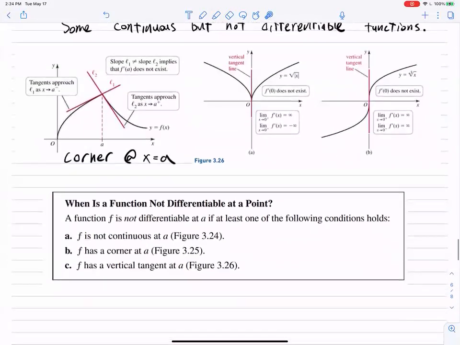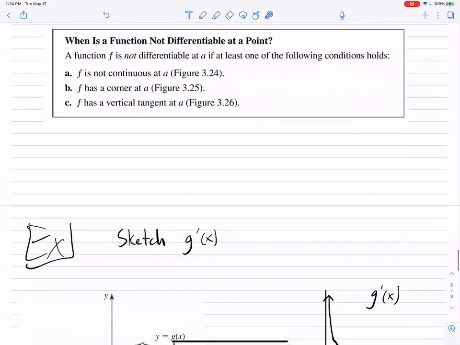And so when is a function not differentiable? When it's not continuous, when it has a corner, like this, or when it has a vertical tangent line. So this is a vertical tangent line. It comes straight up and down at a certain point. And so that's when it's not differentiable.